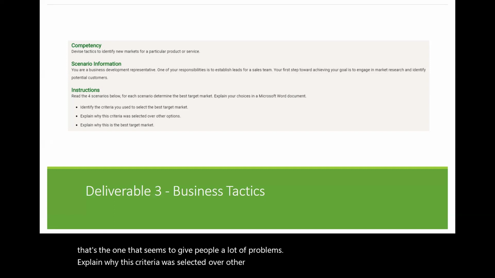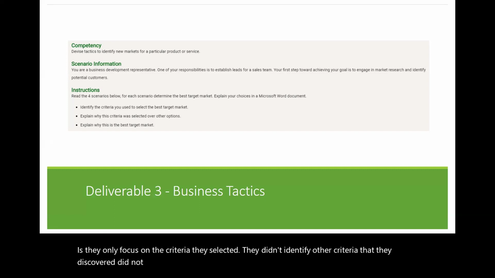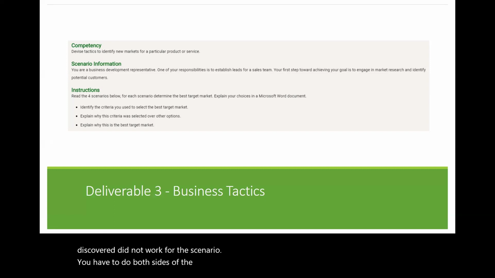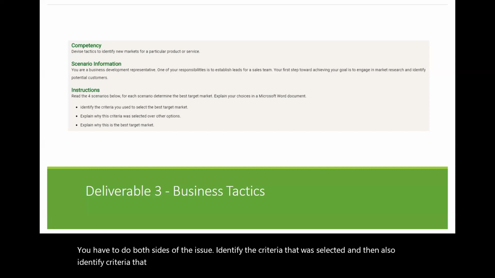What students have done in the past is they only focused on the criteria they selected. They didn't identify other criteria that they discovered did not work for the scenario. You have to do both sides of the issue. Identify the criteria that was selected, and then also identify criteria that you considered but was not optimum for the given scenario. And point number 3, explain why this is the best target market.